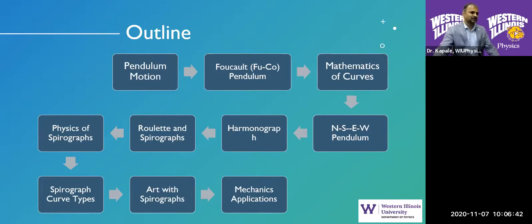We'll then talk about harmonographs, and then we will talk about so-called roulettes, which are essentially curves created by, just like we saw for the spirograph, one circle rolling either on the inside or on the outside of another circle. And then we will look at the physics of spirographs. You can make more general structures with spirographs. So we'll do some art with spirographs today, and then I will tell you a little more about mechanical applications. These things are not just for fun or because they look beautiful. It turns out they have a tremendous number of applications.